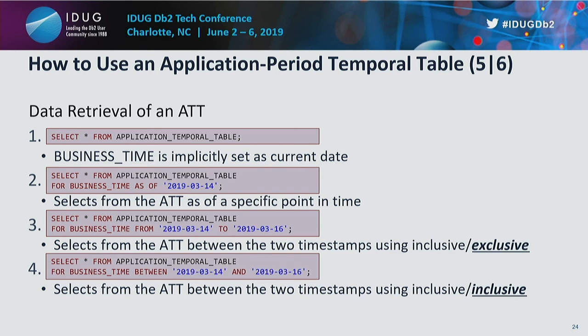Again, you can set it as of a particular date, which picks just that particular date, or use from and to, where from is inclusive and to is exclusive, and between is inclusive.